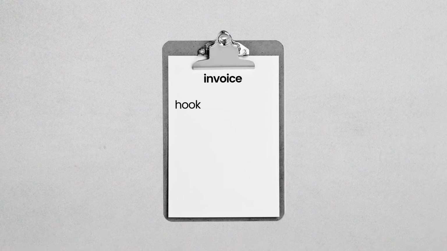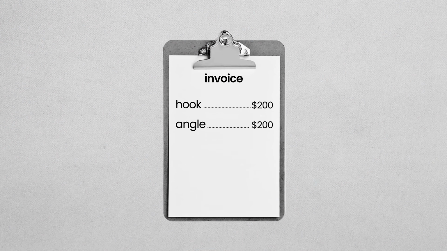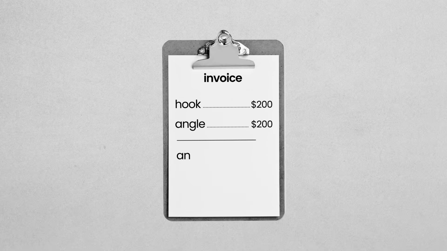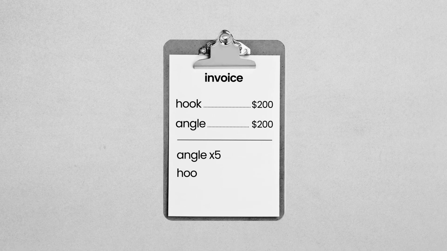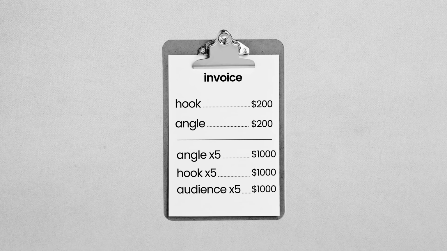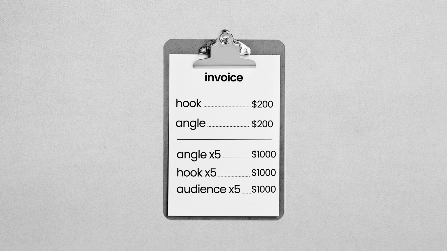Every new hook, every new angle costs me another $200 to pay for user-generated content to be created. If I wanted to test 5 different angles, 5 different hooks, 5 different audiences, that's $1,000 and weeks of waiting before I even know what actually works. And that's assuming the creator doesn't just run away. So I tried something simple, a slideshow, or as Meta calls it, a carousel.